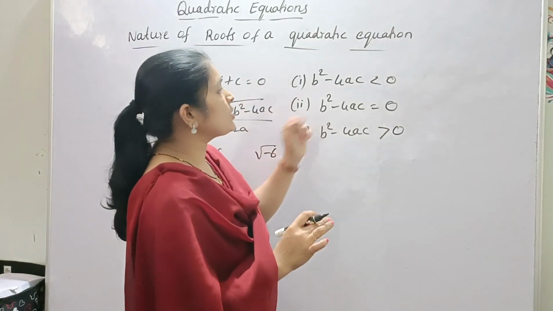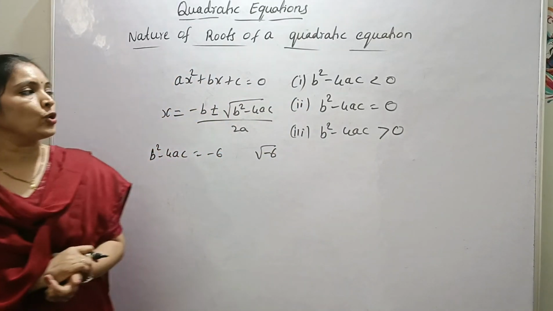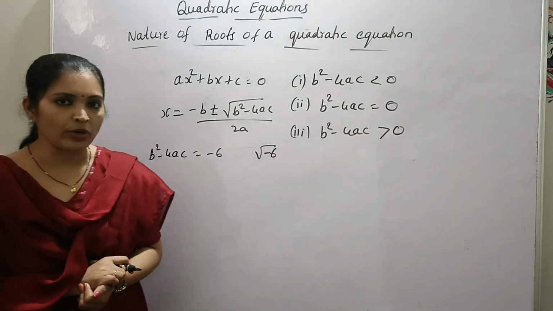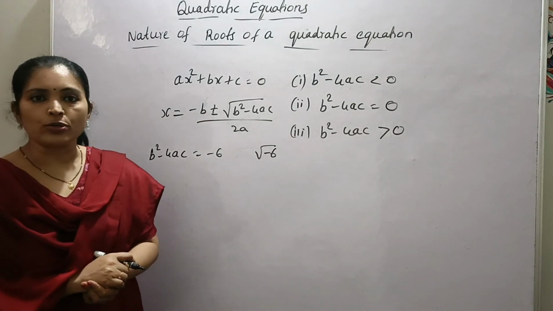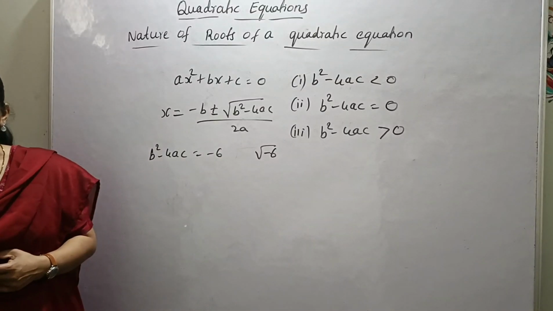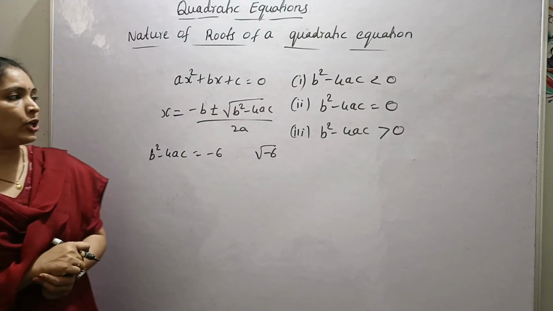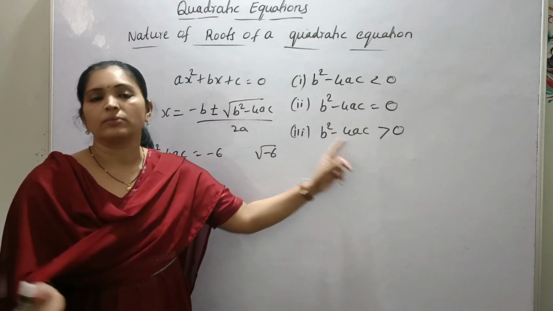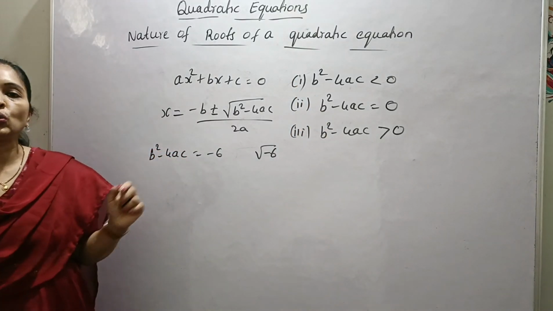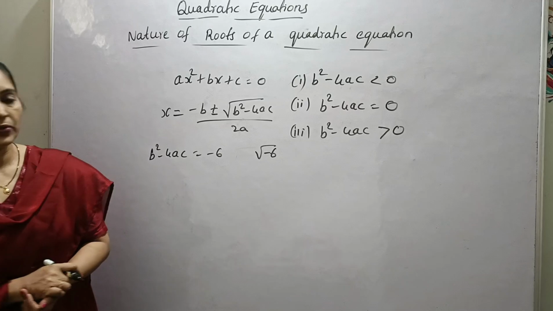So remember, if b² - 4ac is less than 0, then the given quadratic equation has no real roots. If b² - 4ac is equal to 0, then the equation has only one real root. And if b² - 4ac is greater than 0, then the equation has two real distinct roots.